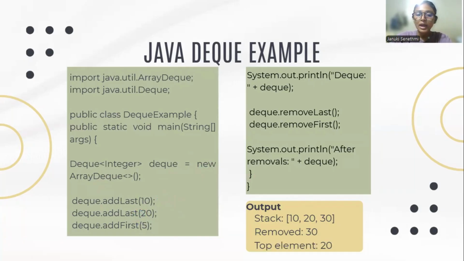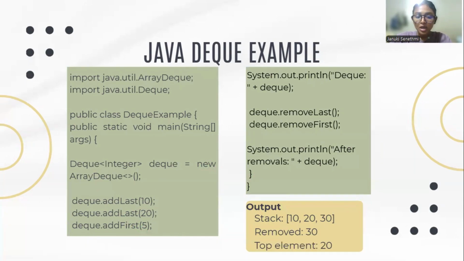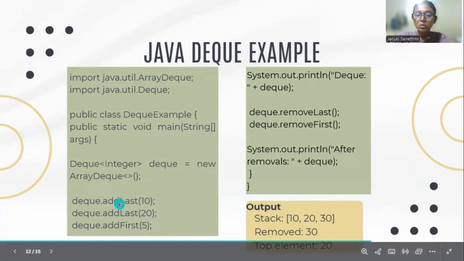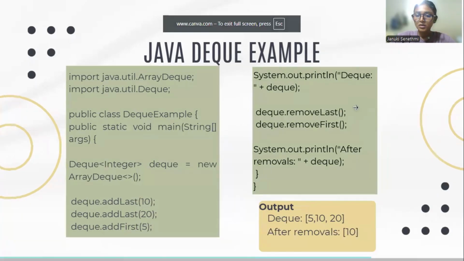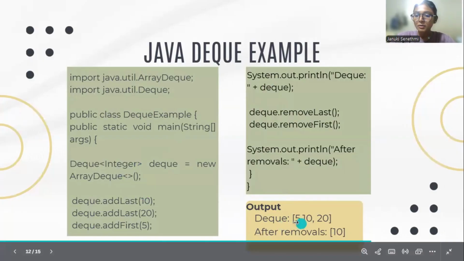Then we add 5. Then 5, 10, 20. Because here we added 10, 20 from the last, that means from the back. Here we add 5 from the front of the DEQ. So if we print out the output after all this insertion, it becomes 5, 10 and 20.